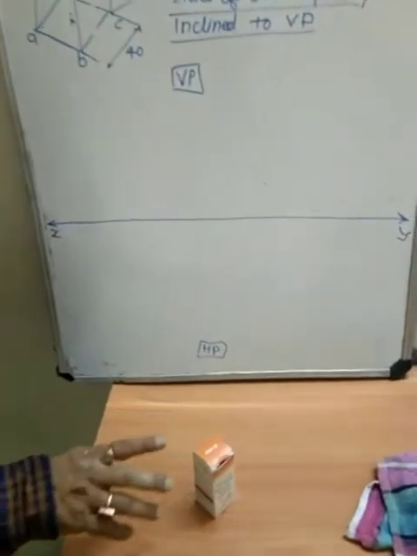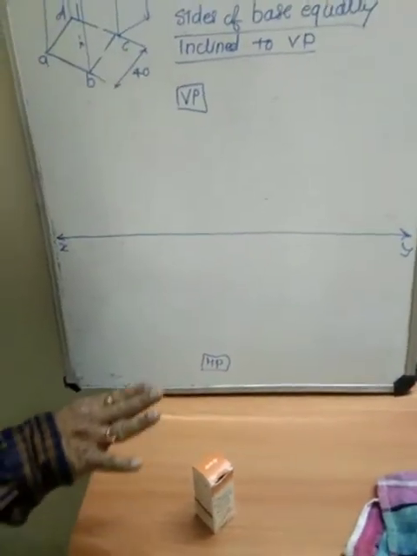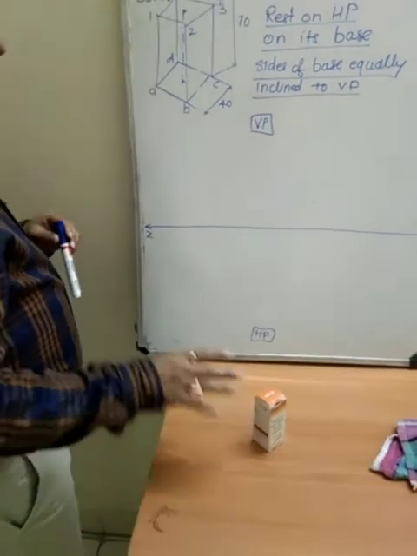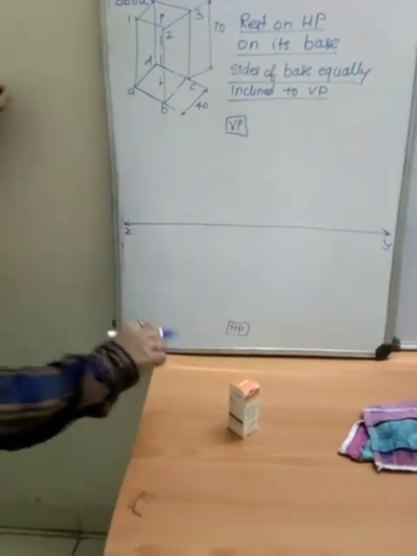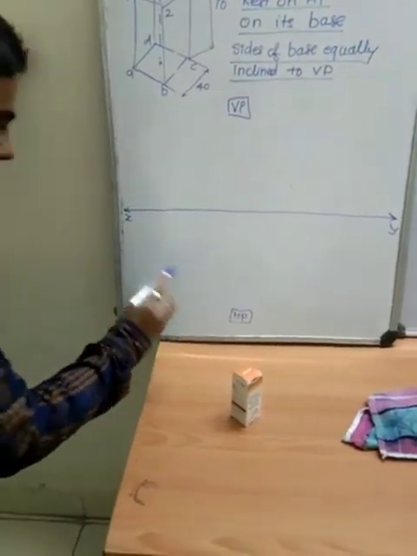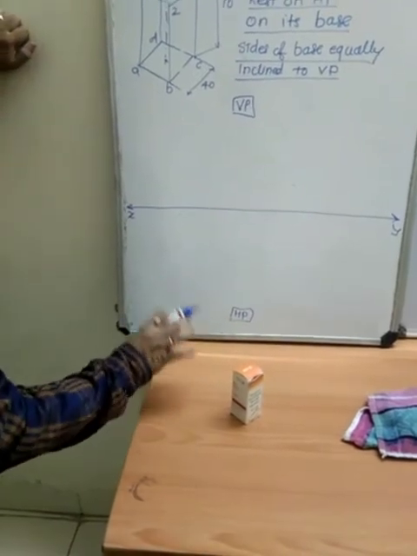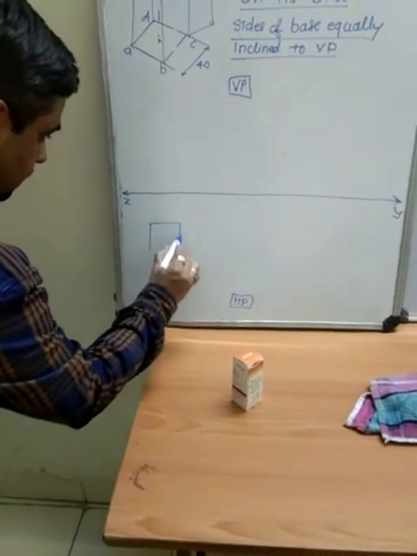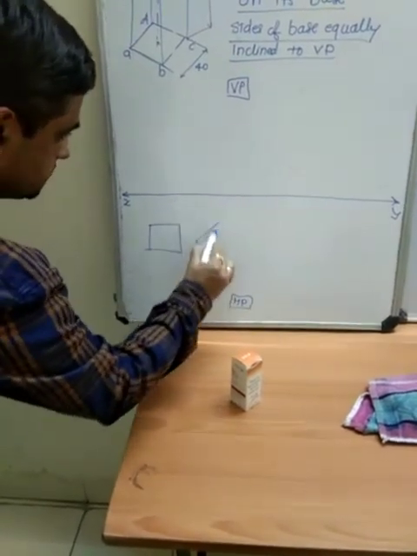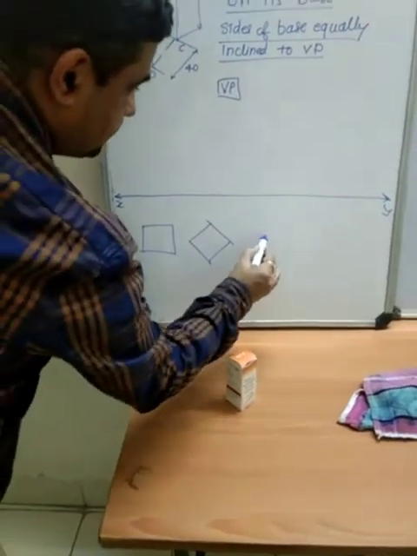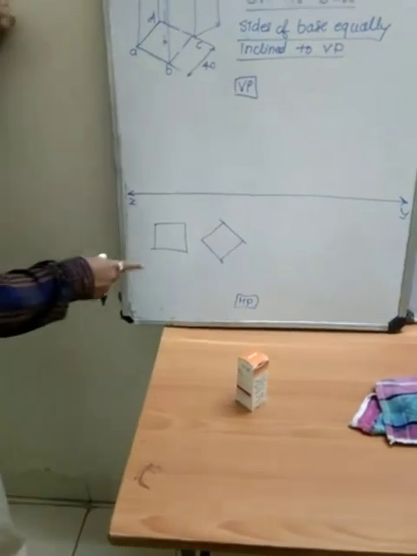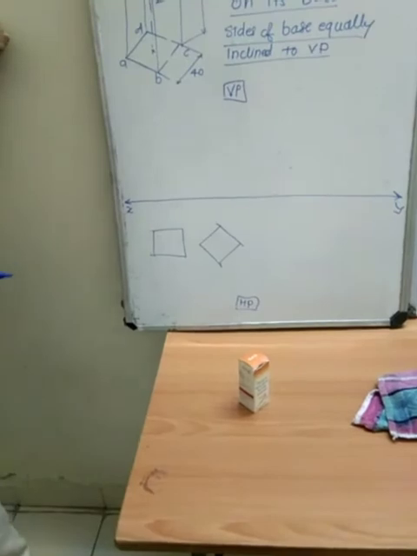So you have to start this drawing by drawing the top view. Now how to draw the top view? I will give you 2 or 3 conditions, and you have to identify which is the correct one. Either you draw like that, or this one. So these are the 2 conditions. Which one is correct?